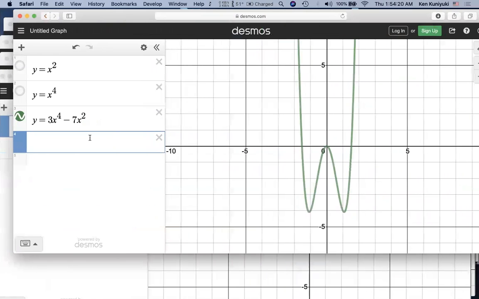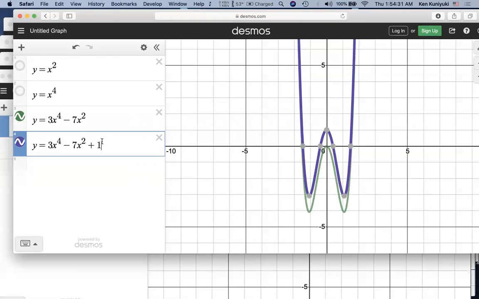Well, let's try this out. Y equals 3x to the fourth minus 7x squared. What does the plus 1 do? It raises the graph by 1 unit. But you see, we still have symmetry about the y-axis.